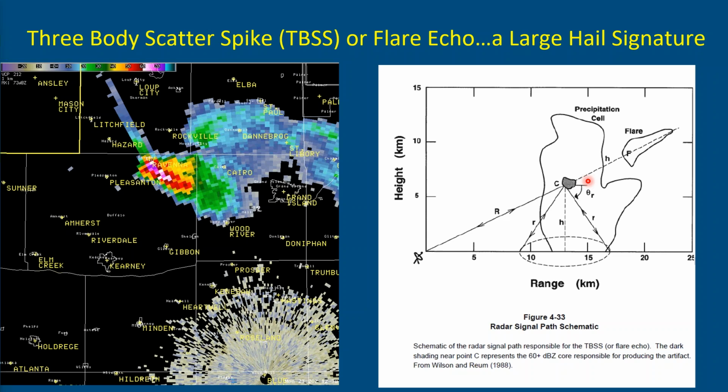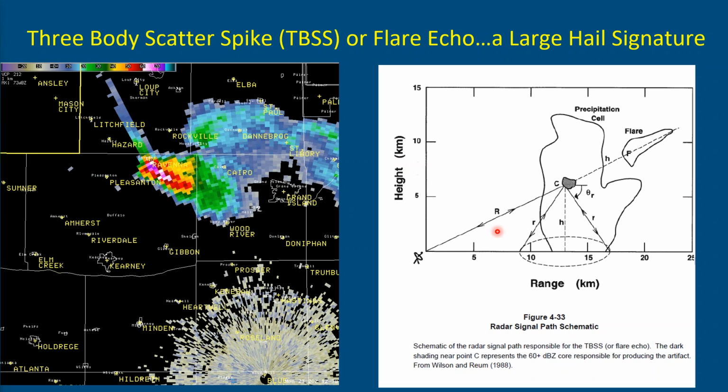This is what I mean by three-body scatter spike. So if you're looking at the radar, looking at the storm, you see this extension out the radial from the high reflectivity. Those purples and whites, that's large hail. This little spike that extends further down the radial, that's another indication that it's very large hail.